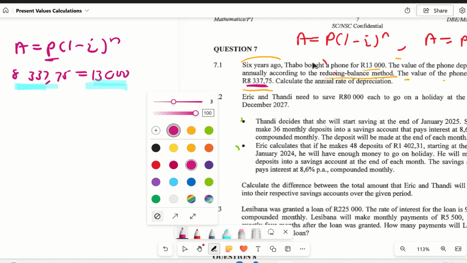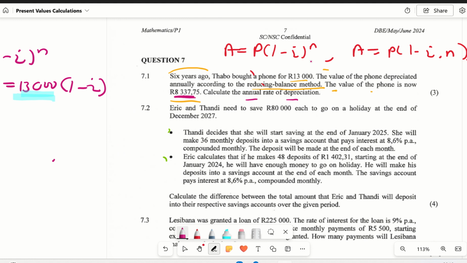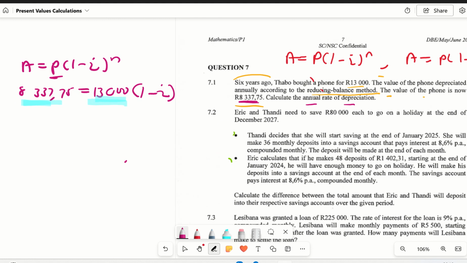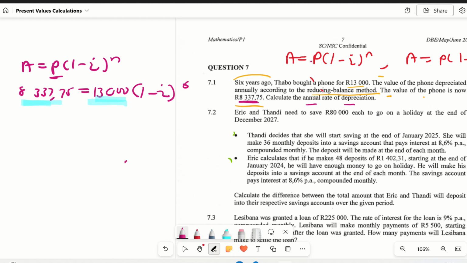Okay, so we go 1 minus our i. Our i is what we're looking for. So we're looking for the annual depreciation. And our n is how much? Can someone tell me what our n is? 6, because they specifically said 6 years ago this is what happened.